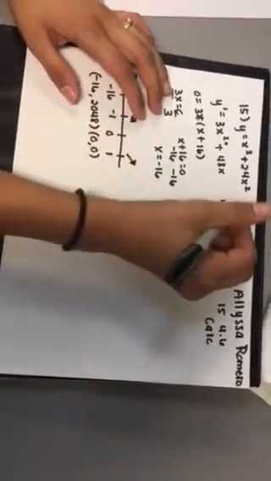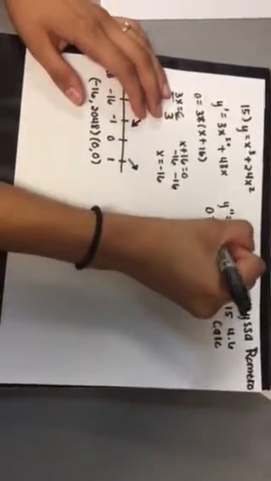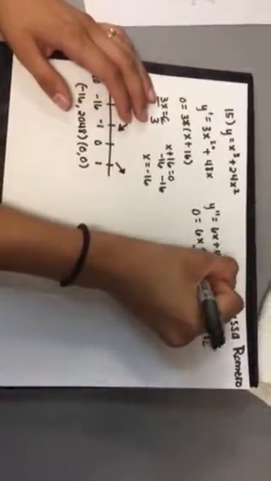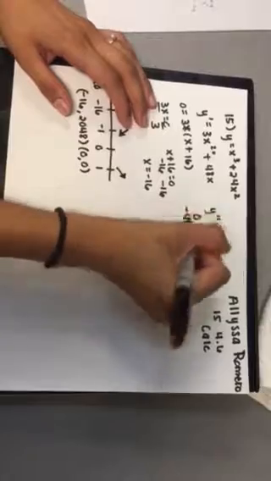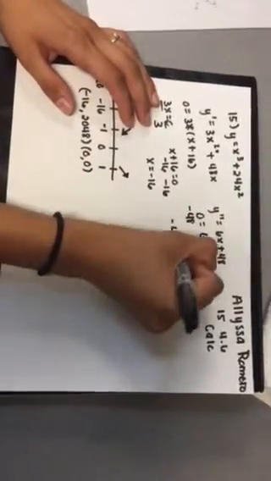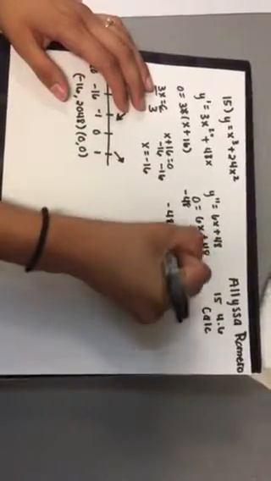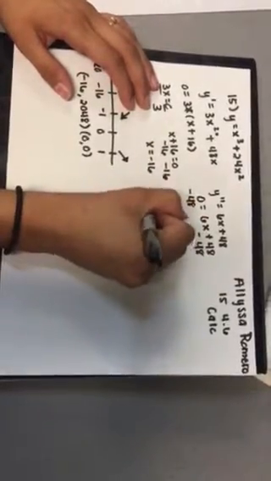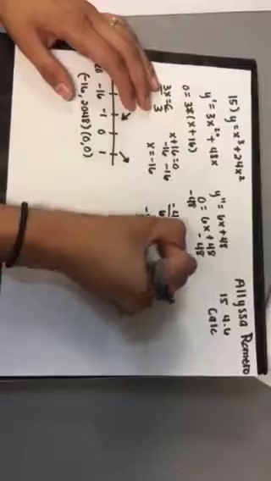Now we're going to set the second derivative equal to 0. And so we'll subtract 48 from both sides. We get negative 48 equals 6x. And then divide by 6. The 6's cancel out. Negative 48 divided by 6 is negative 8, which equals x.